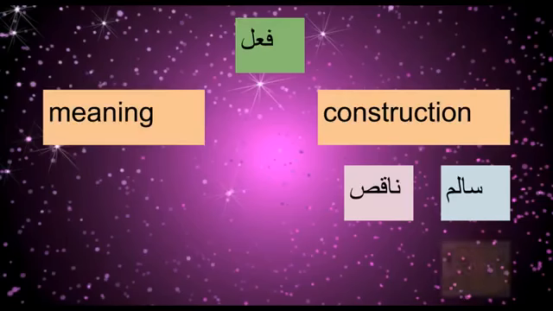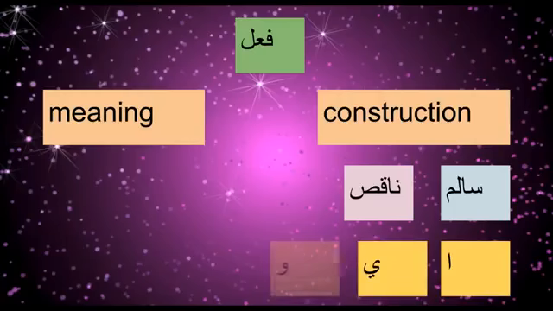So what are the weak letters? We have alif, ya, and waw. Any fa'il which has these three letters in its construction, we call it naqis. It can have one of these letters or two of these letters. Very rarely do you have all three letters forming a fa'il.